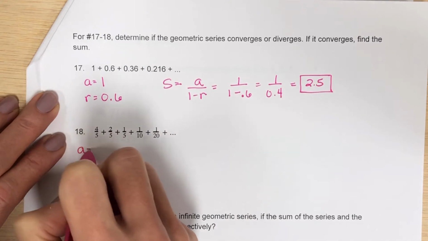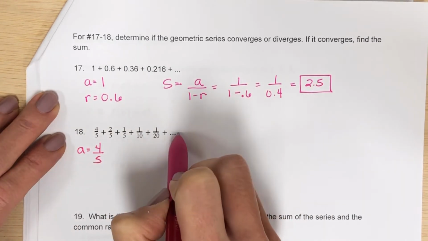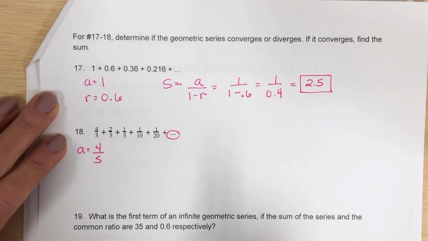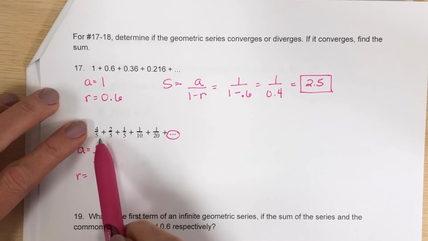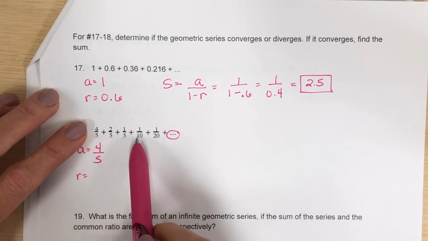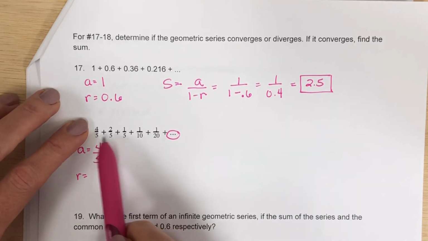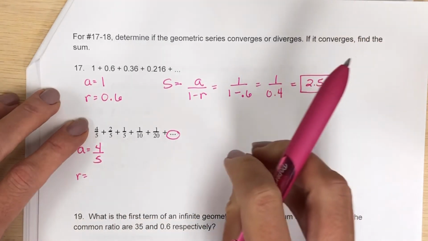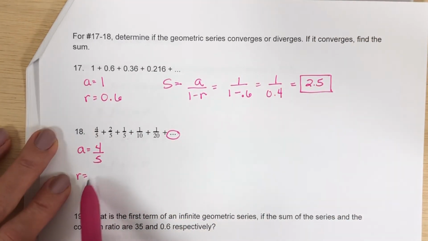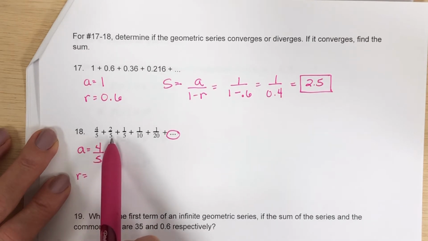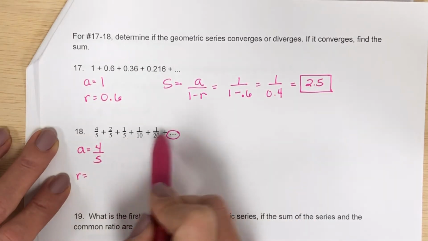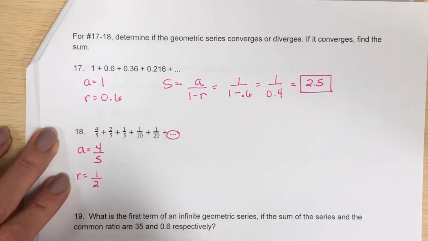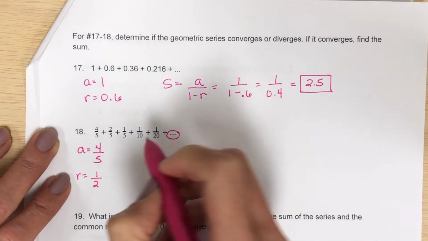All right, second one. My first term is 4/5. I do realize it's going on forever. It's infinite. So I have to figure out what my ratio is. Let's see, 4/5 to 2/5 to 1/5 to 1/10. I can already tell this is converging because each term is getting smaller, closer to 0. So how do I get from 4/5 to 2/5 to 1/5 to 1/10? Oh, I can take a look here. 1/5 to 1/10, 1/10 to 1/20 is being multiplied by a half. So my ratio is a half.